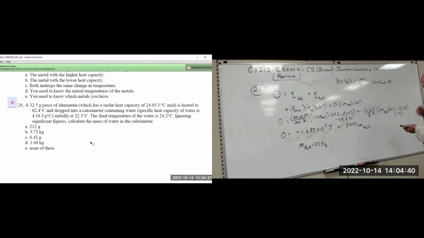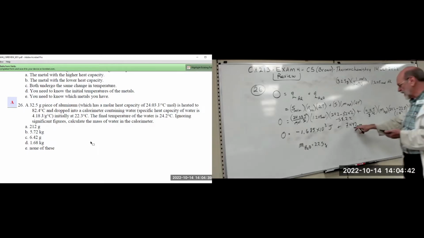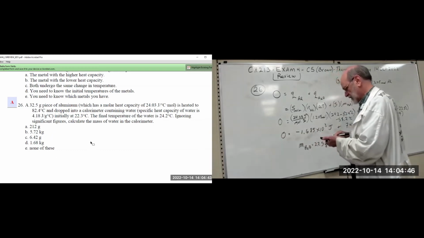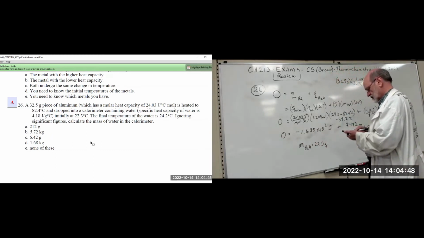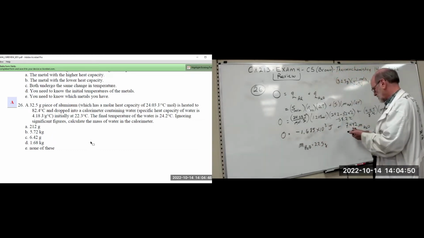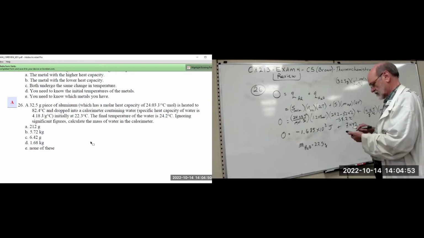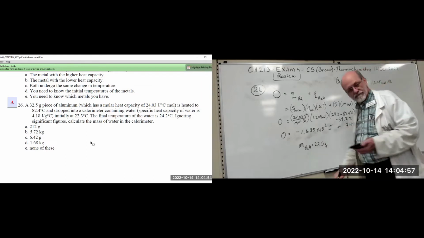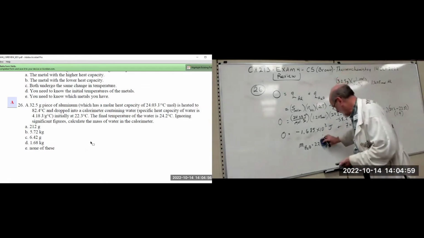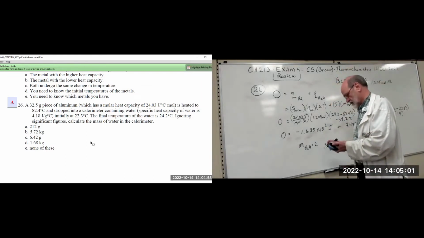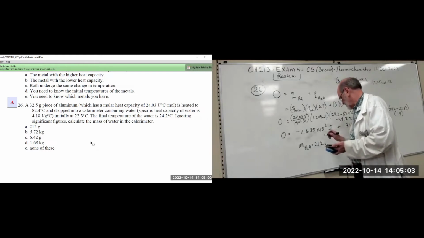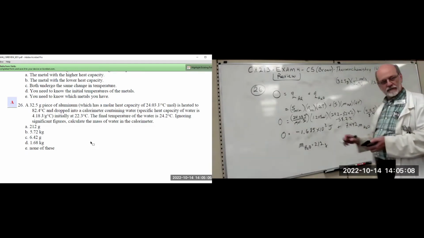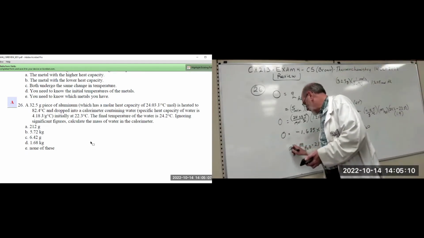4.18. 7492. This goes on that side, becomes positive. And then we divide by this one. Oh, I don't know how it happened, but I must have hit the wrong keys. That's right, 212 grams. So the answer is A.